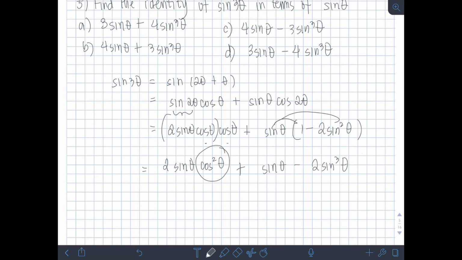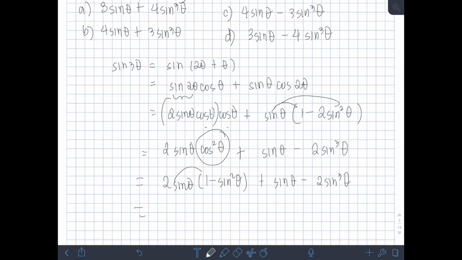Itong cosine squared theta, gamitin natin yung Pythagorean relation. So, 2 sine theta, itong cosine squared theta magiging 1 minus sine squared theta, right? Plus, sine theta minus 2 sine cube theta. Then, distribute ulit natin itong 2 sine theta, magiging 2 sine theta minus 2 sine cube theta plus sine theta minus 2 sine cube theta.